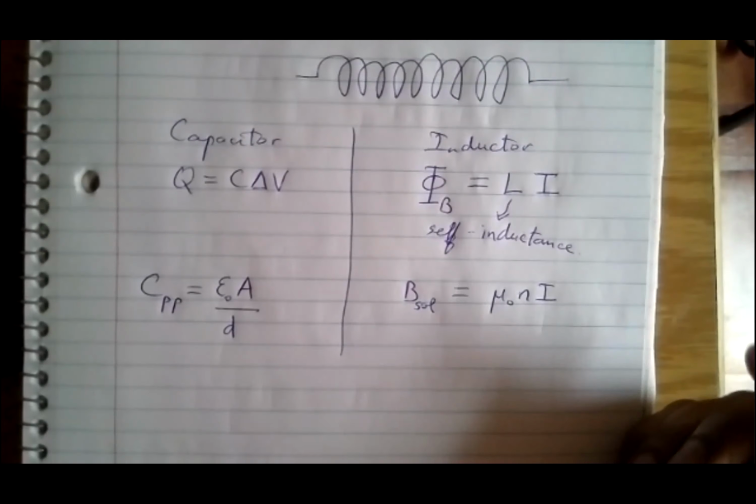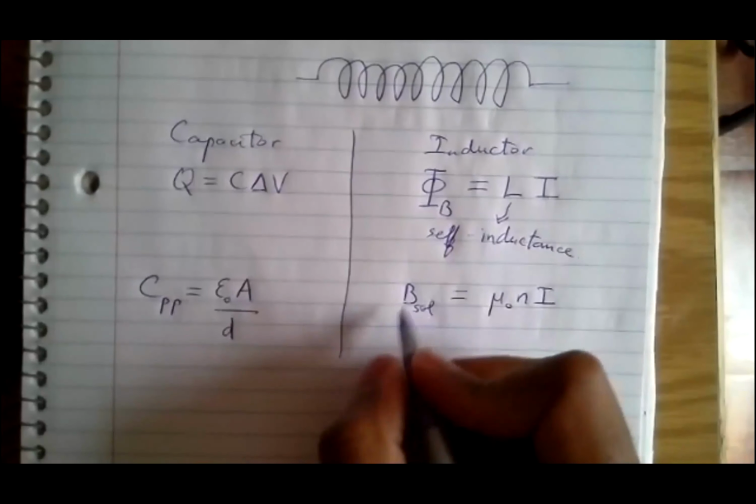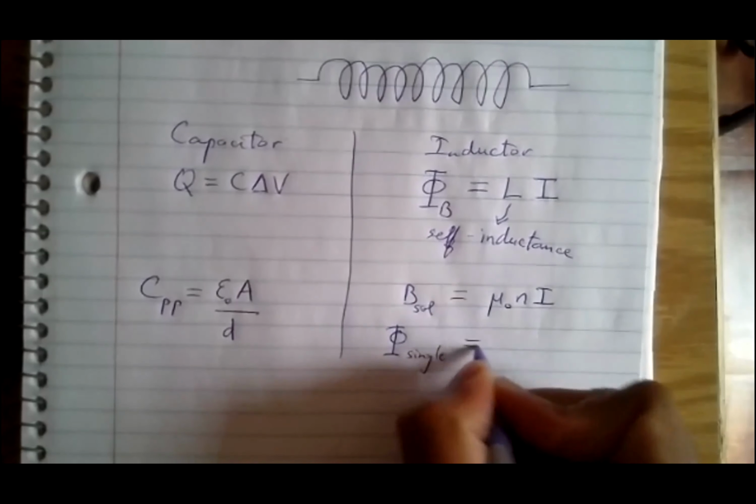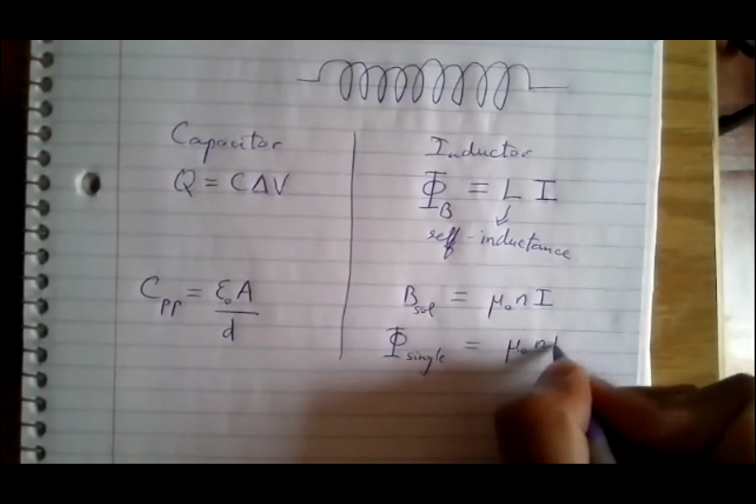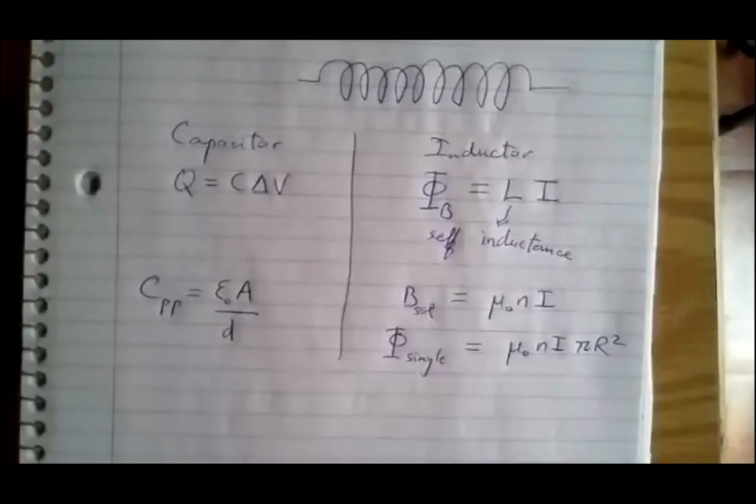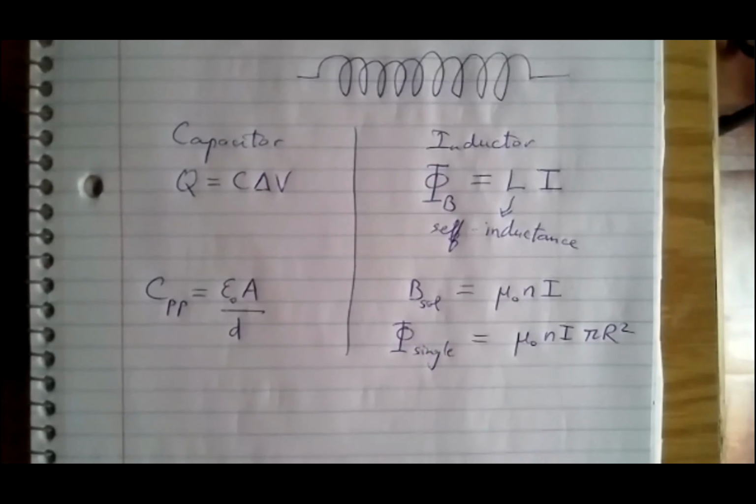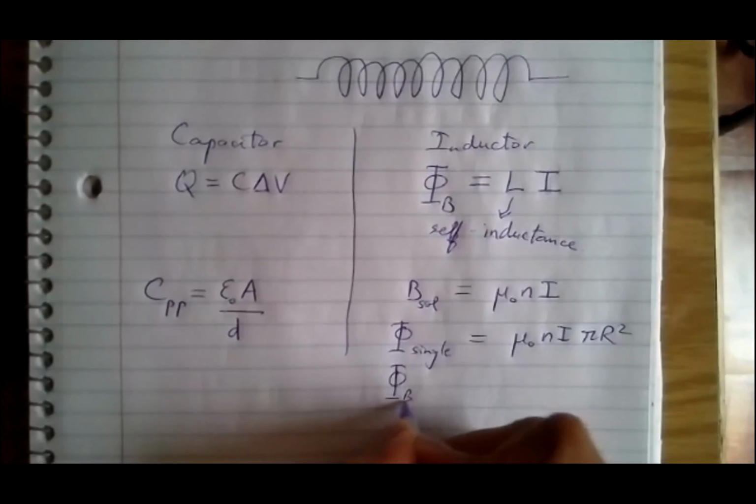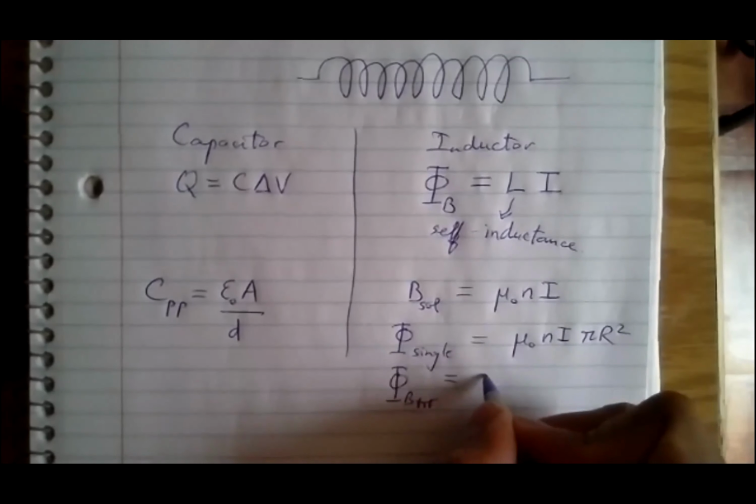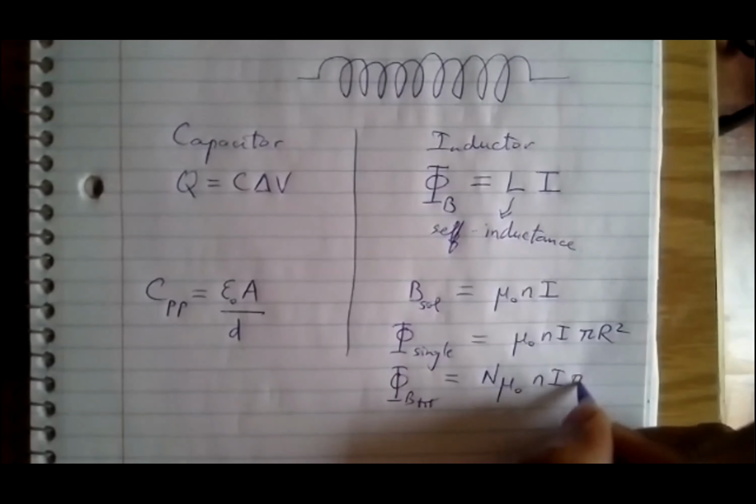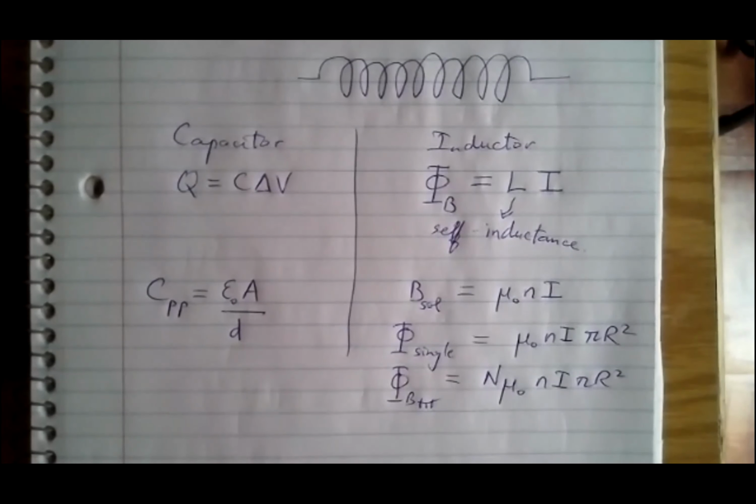And so then it's nice and uniform. So then to get the flux through a single turn, we just need to multiply that by the area of a single turn. So that would be pi r squared. All right, but then there are, of course, many turns. So the total flux would be big N times mu naught n i pi r squared.